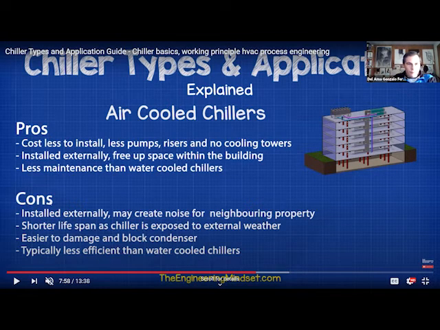What are the cons? They create noise for neighboring property. Well, that's interesting. Usually we're using the building and we're not aware of what these kinds of elements on the roof of the building are causing, or the problems the neighbors are having because of this.